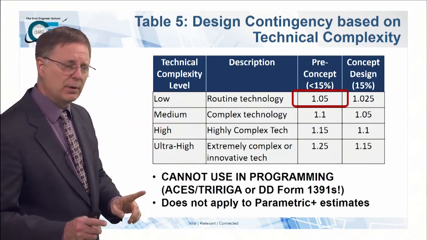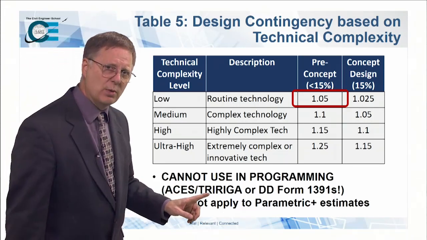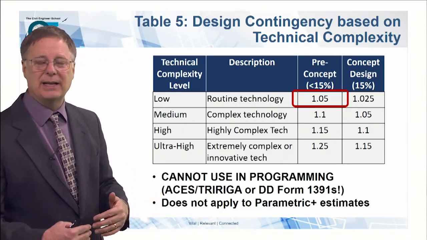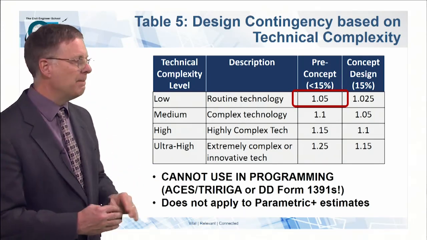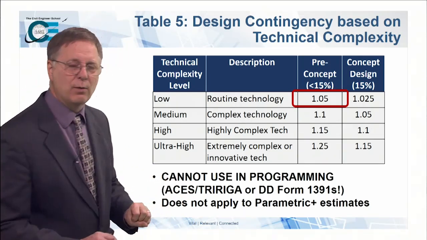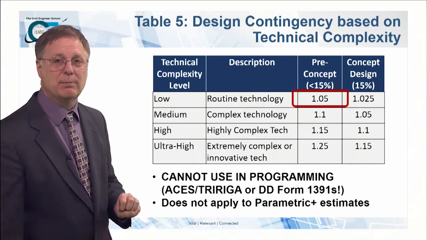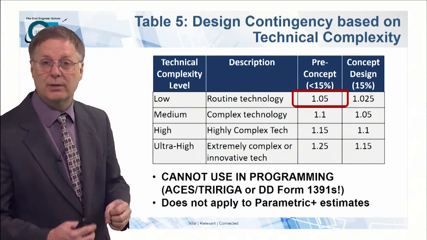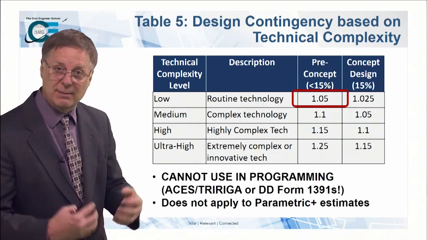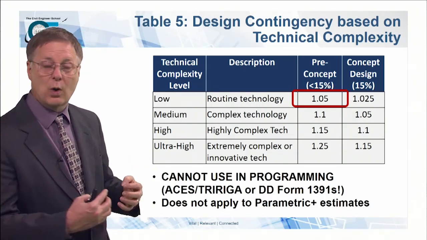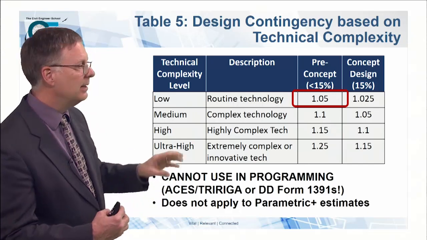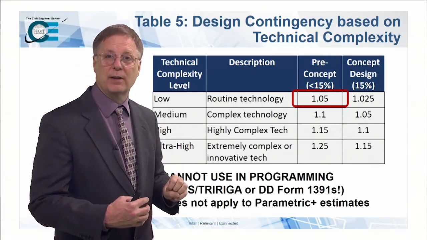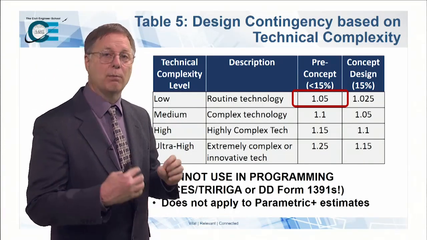Here's the foot stomp, folks. You can't use this in programming. We're using this in a planning estimate. It's for square foot, square meter estimating. It's perfectly appropriate to do it there. But do not use this for DD Form 1391s. It's not appropriate to parametric estimates because you've already considered and done their charrettes and came up with their concepts, and you're able to quantify the scope of the project. So this is not appropriate for that. On the other hand, it is perfectly appropriate for square foot, square meter estimates for planning purposes.